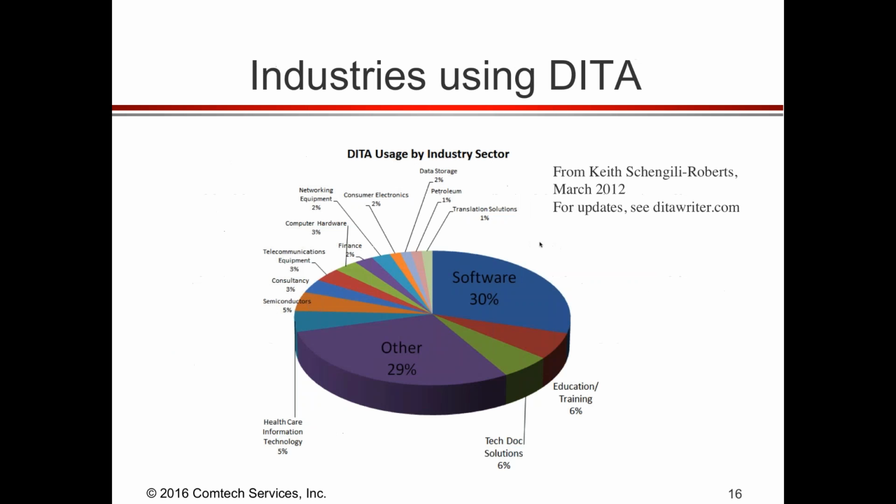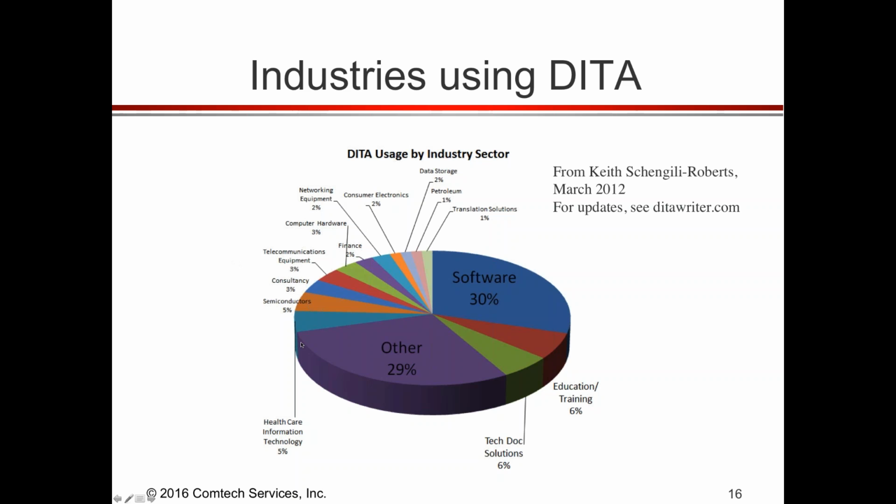Keith Schengili-Roberts has done a wonderful job of tracking adopters of DITA by industry. And this is the 2012 report. See his DITAwriter.com for updates to this. But you can see that software development is a big chunk, and that's sort of where things started, although IBM certainly represented both hardware and software in their original design of this. We've got a slice of education and training. We've got a slice of healthcare. Almost every industry that we can think about is doing something interesting.